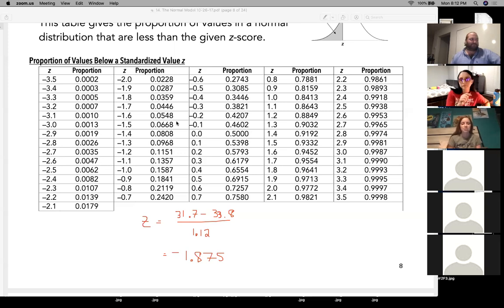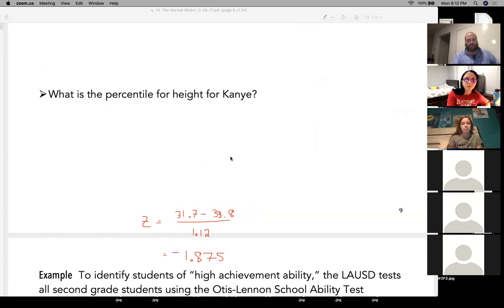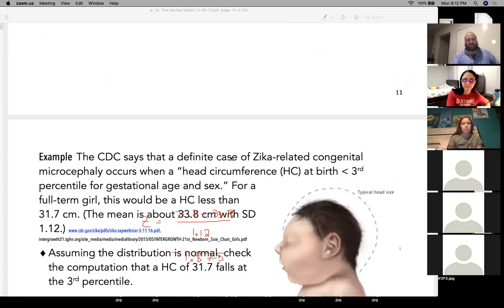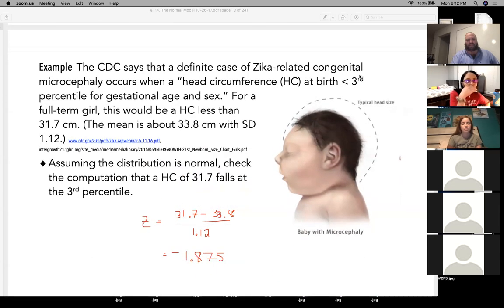Wait. What does the 3% have to do with anything? Well, the question said, we're double checking it. The question says the CDC says that if you're less than the 3rd percentile, then you have this condition. And then they said that's a 31.7. And we're like, is it? Let's check. So we found the percentile for 31.7. And sure enough, it's 3%. So we were just checking the CDC because you never want to take for granted anything that the CDC says because they are liars.